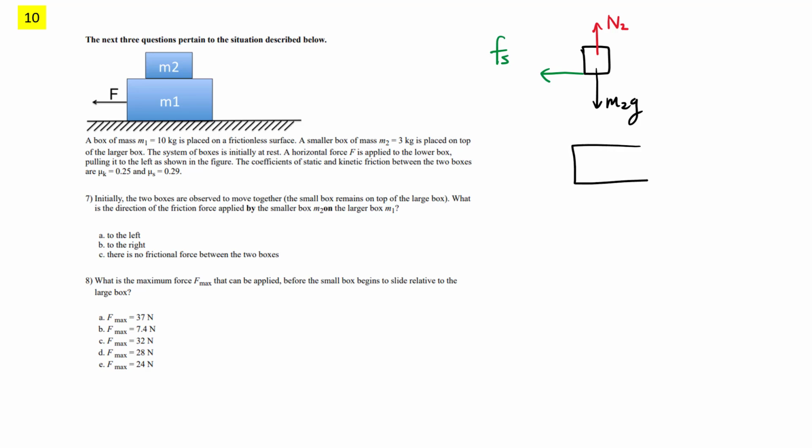All right, let's look at the bottom block now. The bottom block here is M1. It has a weight, M1g. There is a normal force from the bottom surface pushing up on that block.